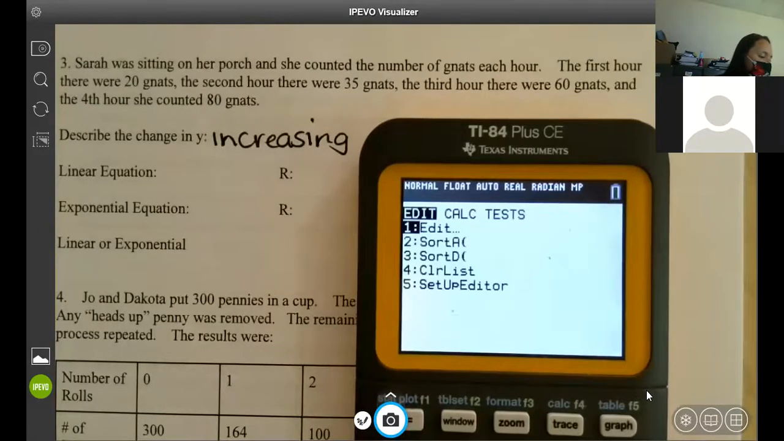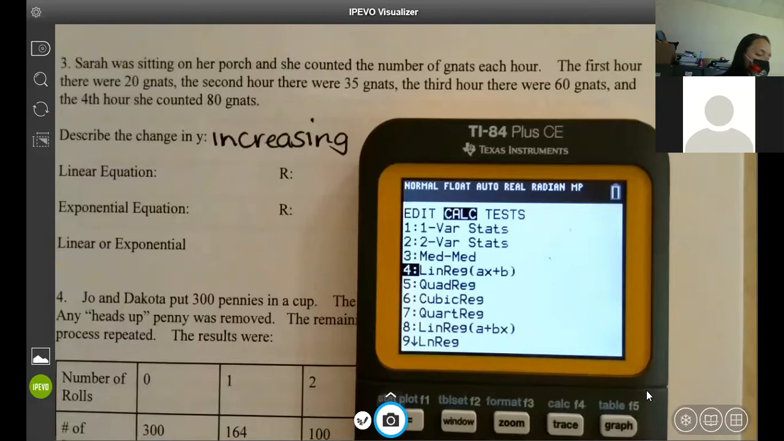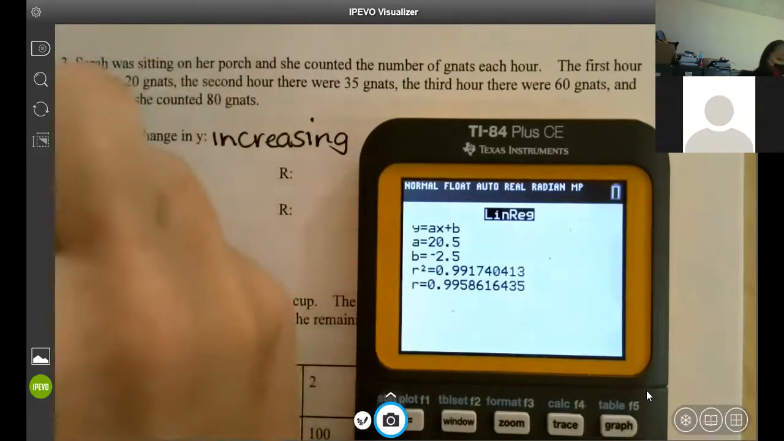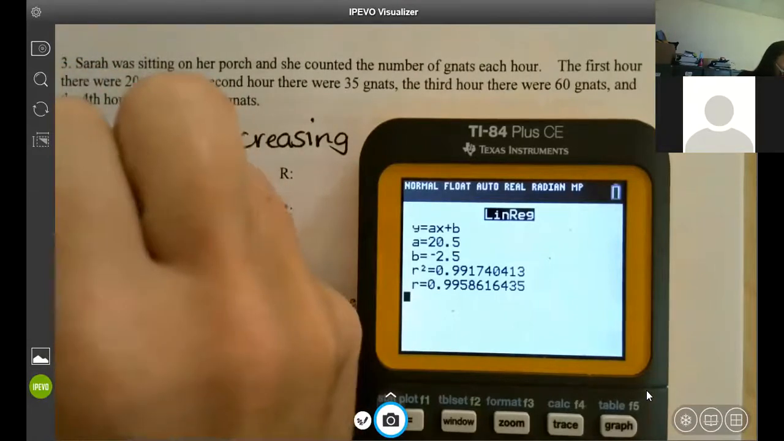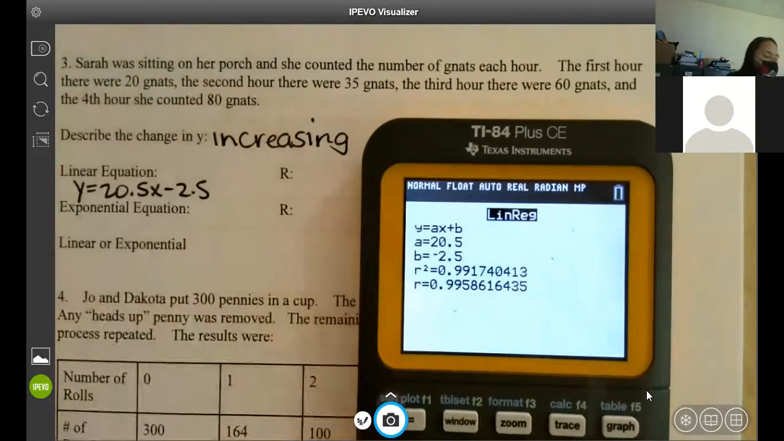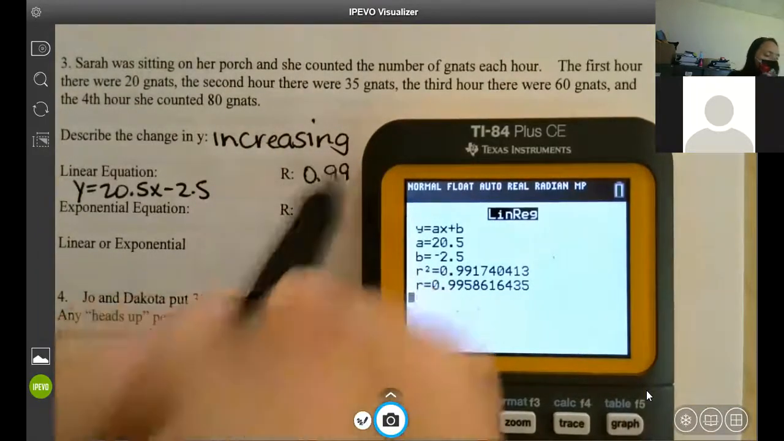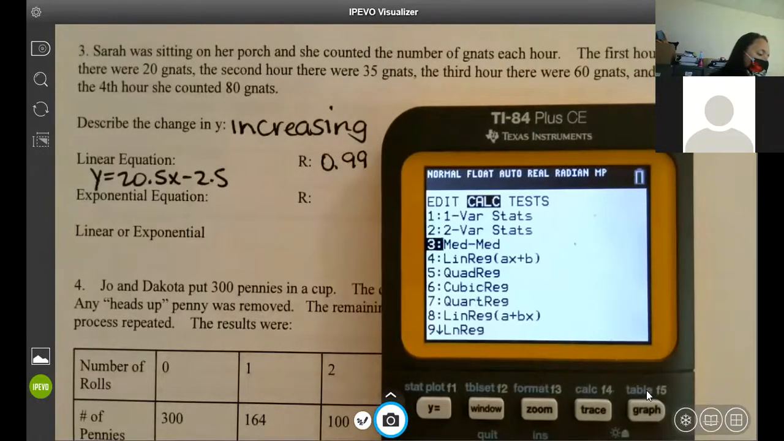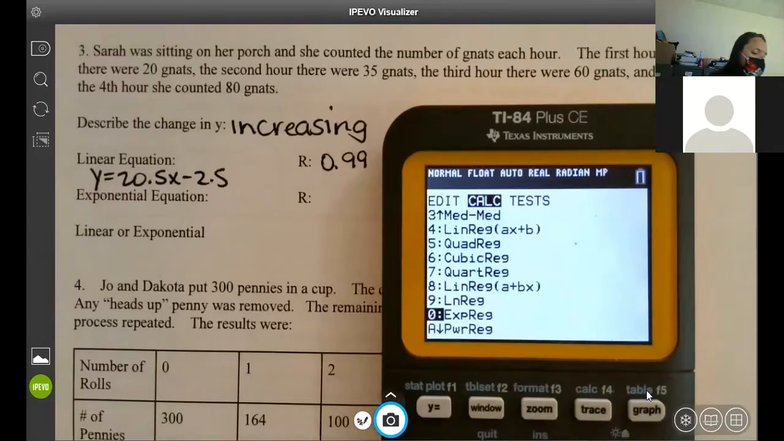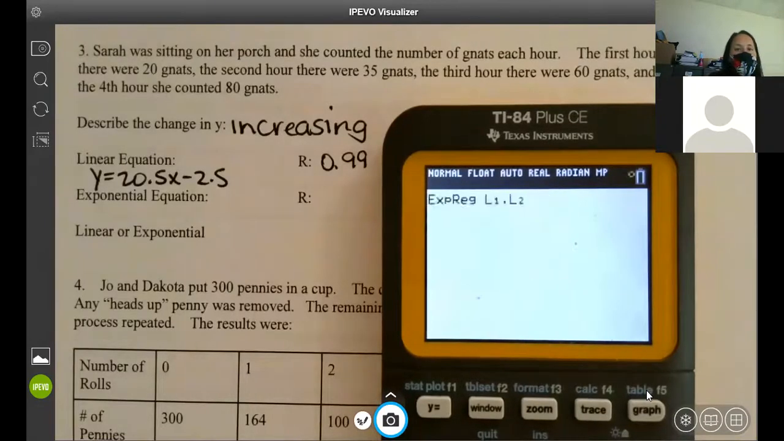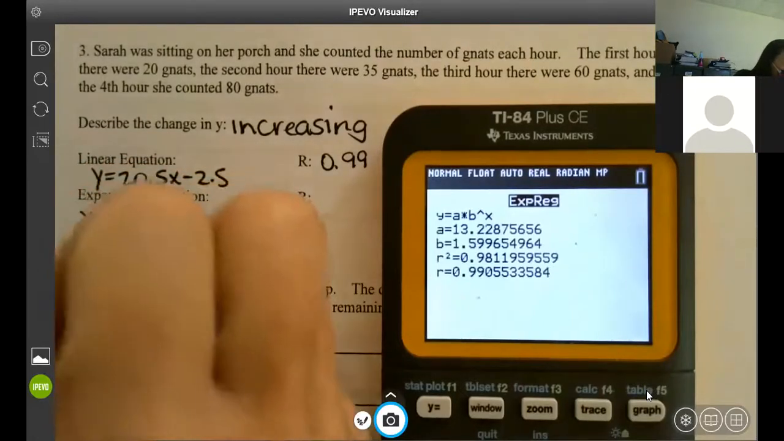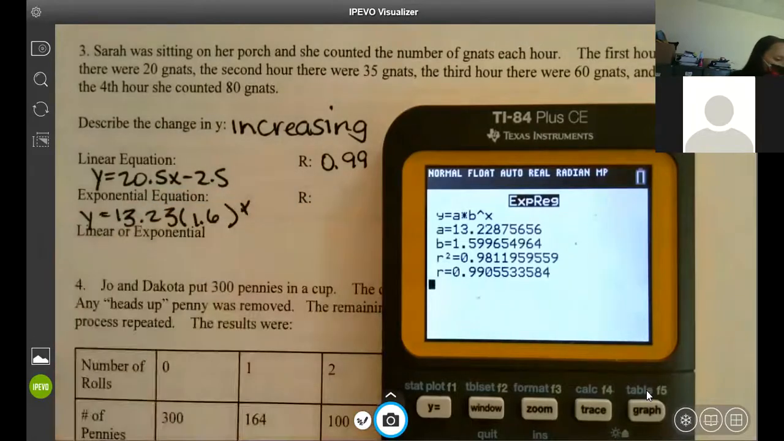We're going to go to stat, calc, and we're going to start with linear regression. And it said y equals 20.5x minus 2.5, and our r is 0.99. That's pretty close, right? 0.99 is pretty close to 1. Do it again, stat, calc, but do exponential this time. It says y equals 13.23 times 1.6 to the x. What's our hour value?